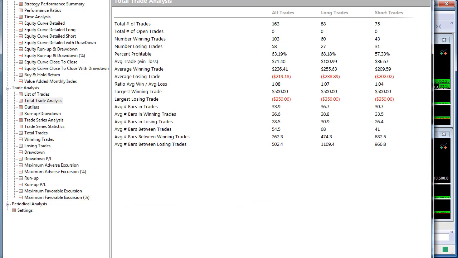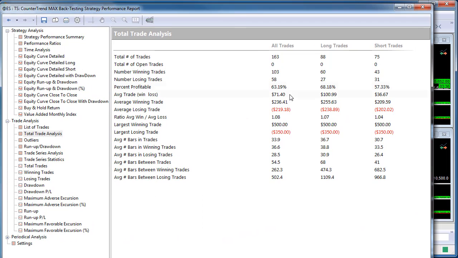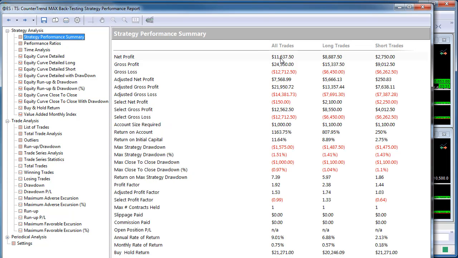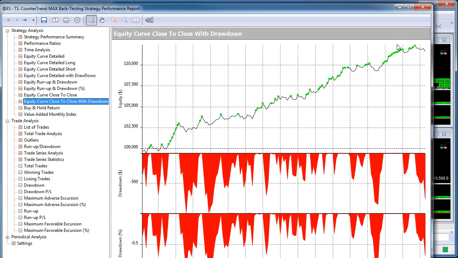So you take a look at that, and your average trade profit goes down to $71.40. Your total net profit goes down to $11,637.50. Your strategy drawdown is 15.75, and here is your equity curve. So not bad. You could trade either one.